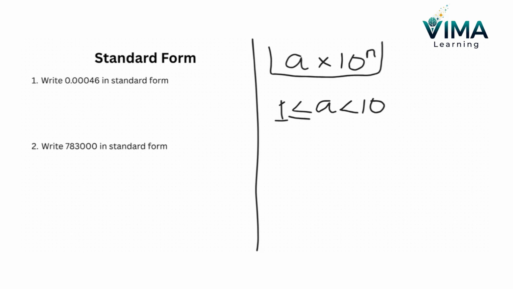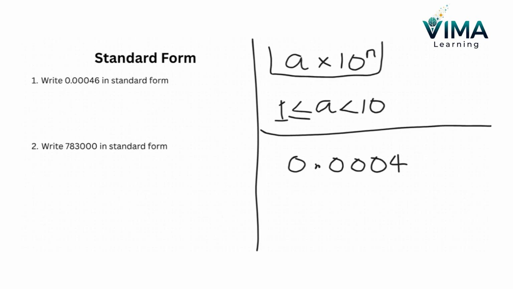Now, n itself is an integer, so it can be positive, it can be negative, and it can also be 0. So now that we have established this fact, let's go to our two examples. The first example is we should write 0.00046 in standard form.